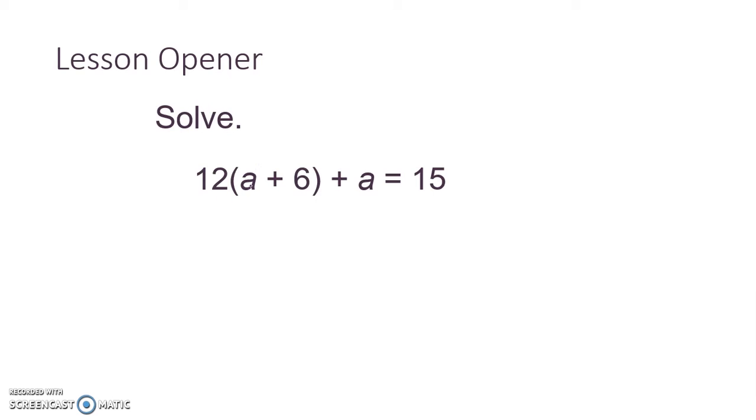Another one for us here. This time we have a set of parentheses, so we have to eliminate our parentheses first by distributing. So 12 times a plus 12 times 6 would be 72. Oops, forgot my a. 12a, there we go. It's 15. Combine our like terms. 13a plus 72 equals 15.